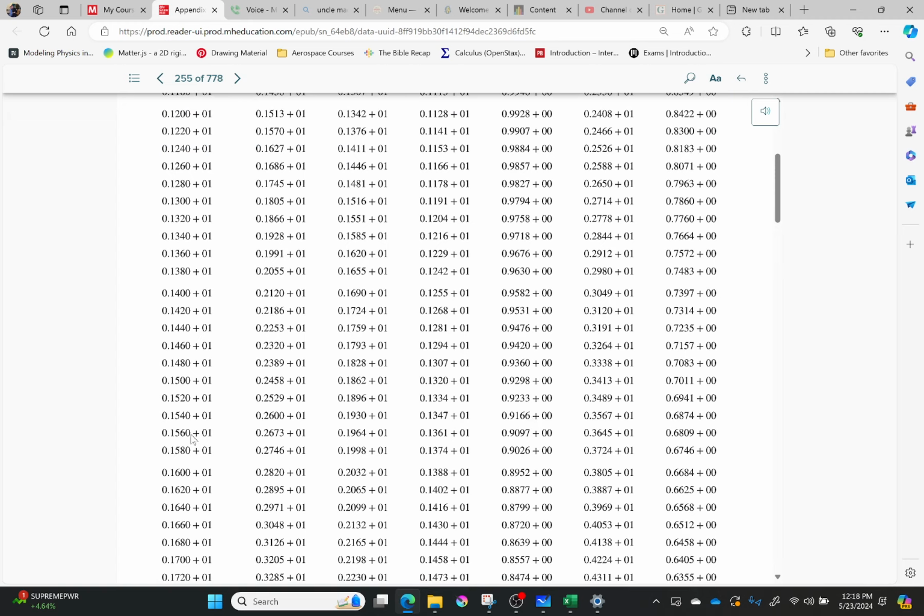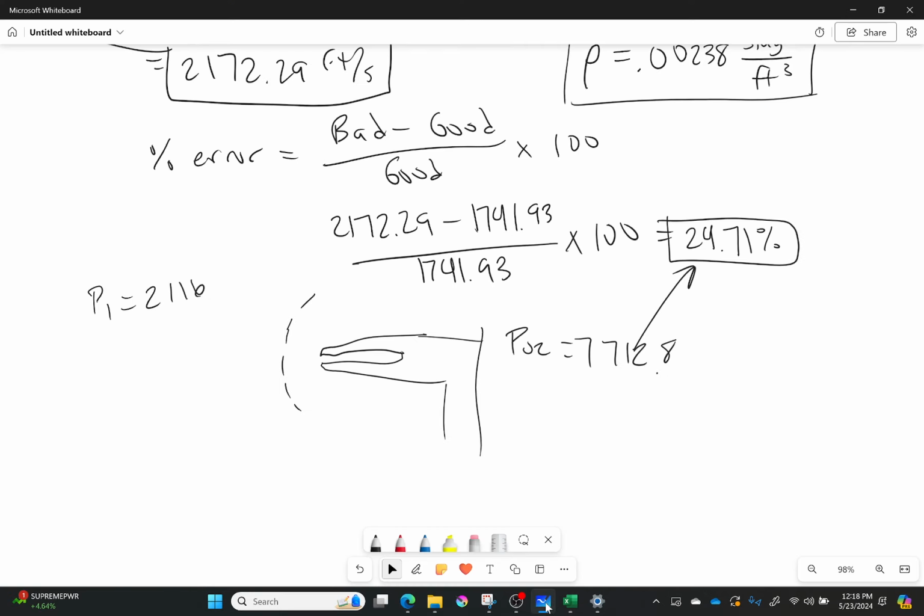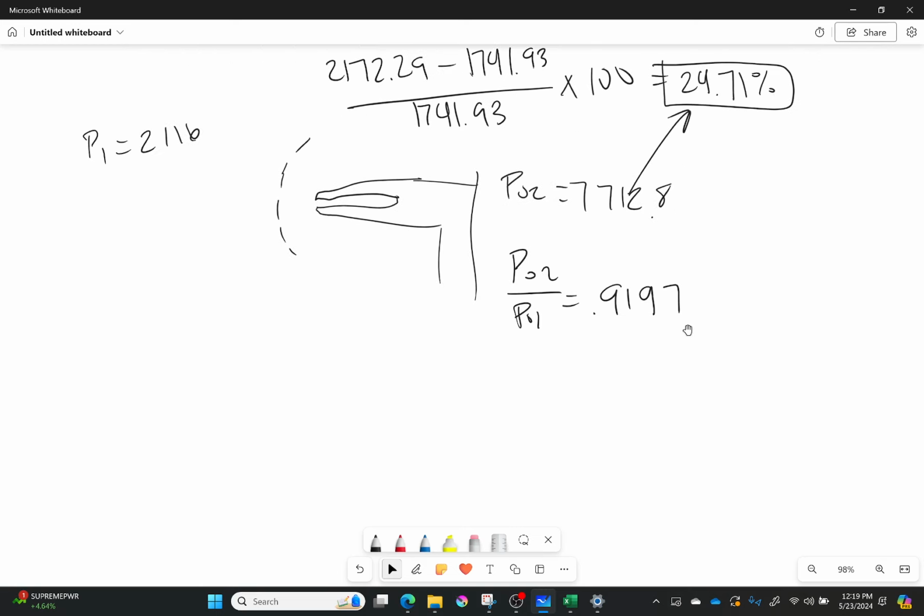Okay, so right here is 1.56. And I find that P02 over P01 is 0.90970. See that right there? That is my P02 over P01. So I'm going to go ahead and write that down. I'm going to say, okay, well, P02 over P01 is equal to 0.9197. Okay, so with that, we can begin to correct things.